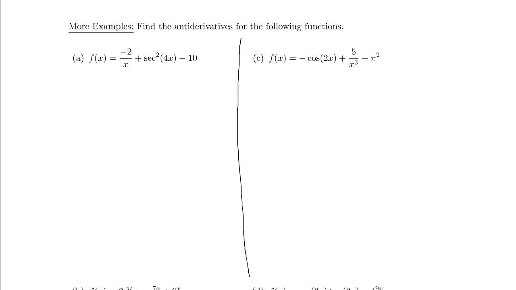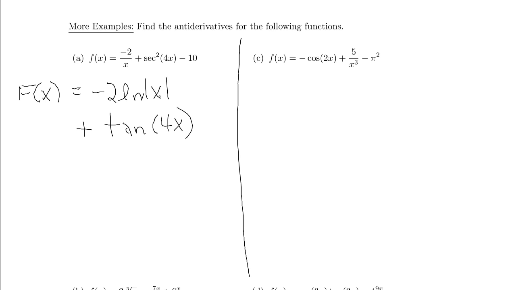Okay, so our first function, we have f of x is equal to negative 2 over x plus secant squared 4x minus 10. So when we go to find our capital F of x, let's think about what happens here. Well, negative 2 over x, we know this is a logarithm. So this is negative 2 ln absolute value of x. That's my antiderivative for the negative 2 over x. For the secant squared of 4x, well, let's think. What function has derivative secant squared? We know that tan has derivative secant squared, so we need a tan of 4x.